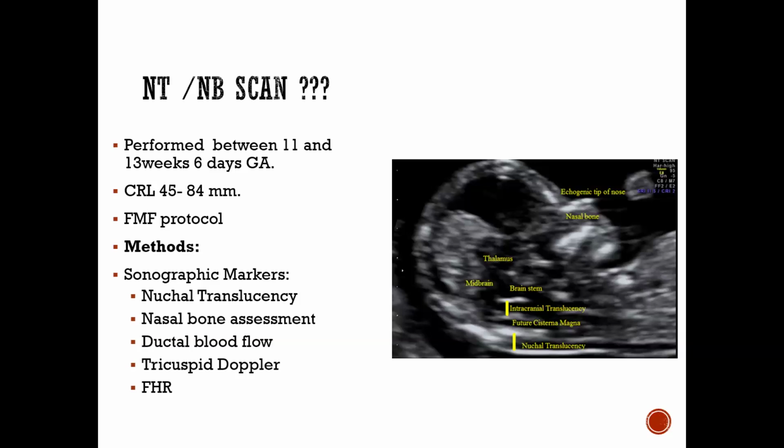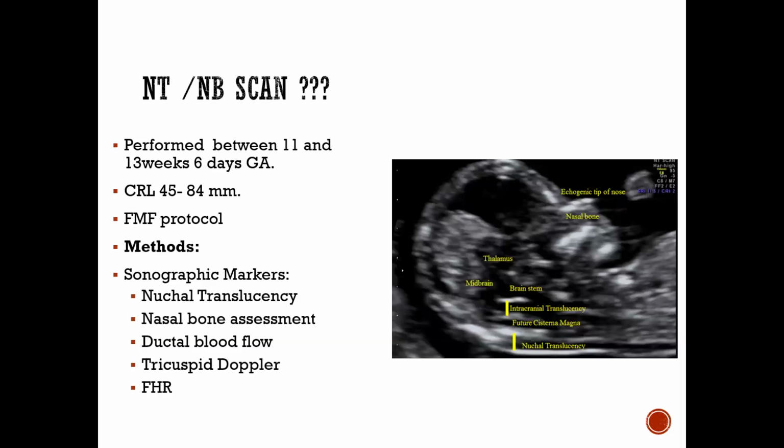Now a little bit about the NT-NB scan. The NT-NB scan is performed between 11 weeks and 13 weeks 6 days gestation. Preferably CRL should be between 45 to 84 mm, because the FMF software or any other software does not calculate risk for chromosomal abnormality beyond this CRL, that is, less than 45 or more than 84. The software will not calculate the risk for having chromosomal abnormality.